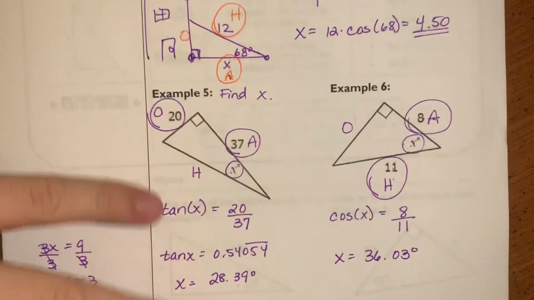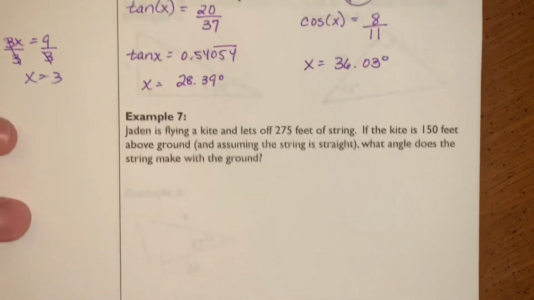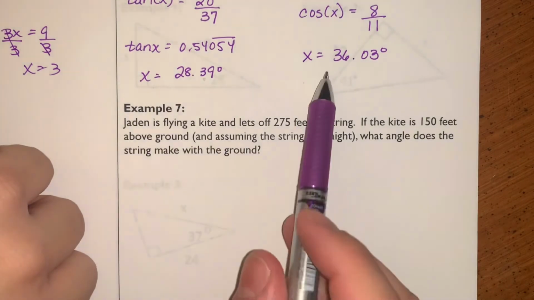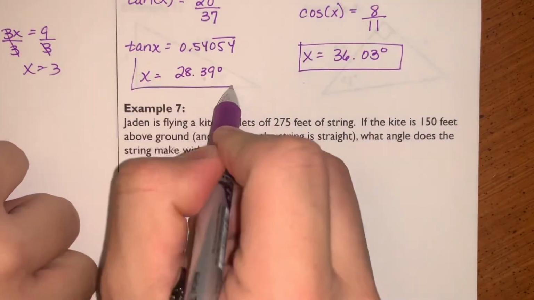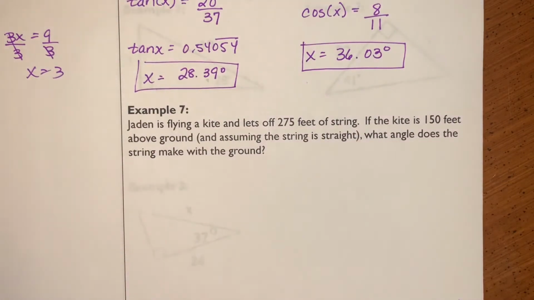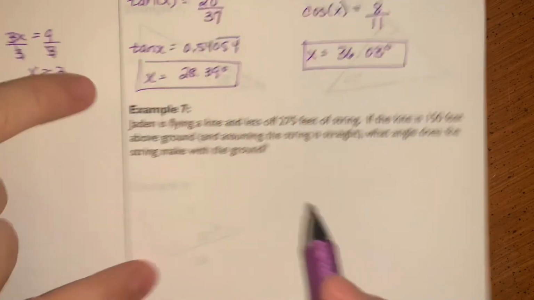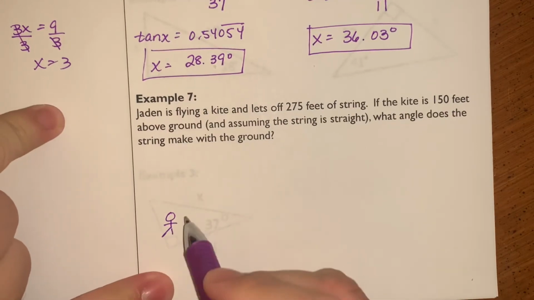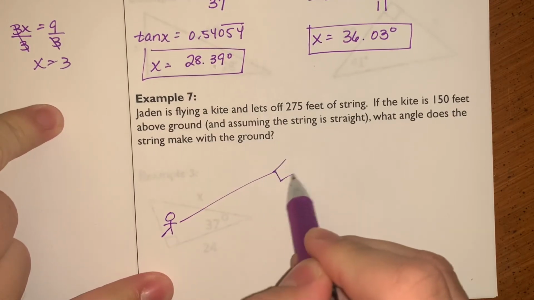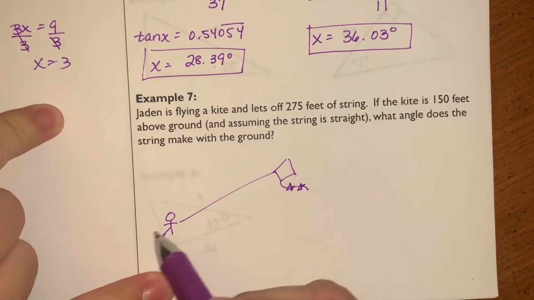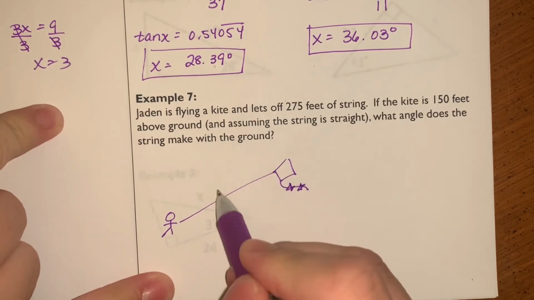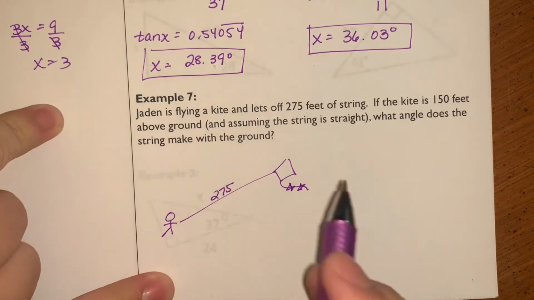All right, not too bad. So now I'm going to look at example 7. I think this is another one where you have to find the actual angle as opposed to a side of the triangle. It says Jaden is flying a kite and lets off 275 feet of string. So here's Jaden, right? Flies a kite. Not a bad kite at all. All right, but anyways, he lets off 275 feet of string.